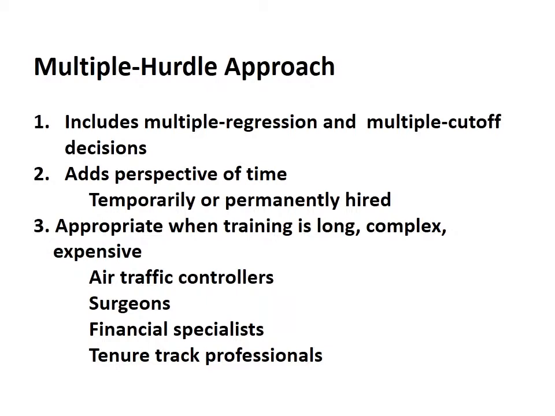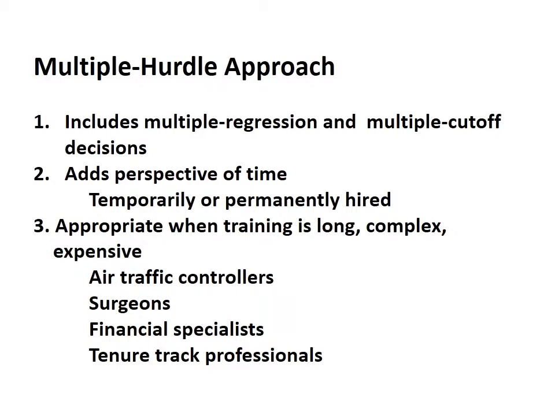So you go through a selection process, you pass a multiple regression, you pass a cutoff, you get hired, but they don't hire you as a permanent hire. You've made the first cutoff. You're now in a temporary contracted position, and that might be 3 or 6 months. Then during that time, they're going to measure performance, your job reviews, and other outcomes in another multiple regression. And if you pass that cutoff, then you may become permanently hired. So a lot of times, this is appropriate when the training is long and complex and expensive.